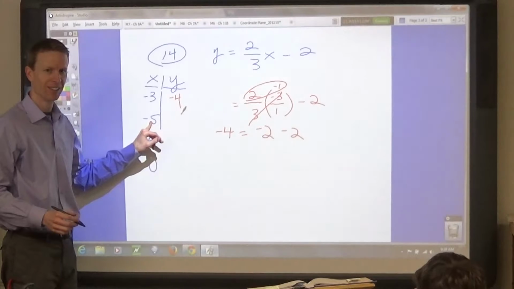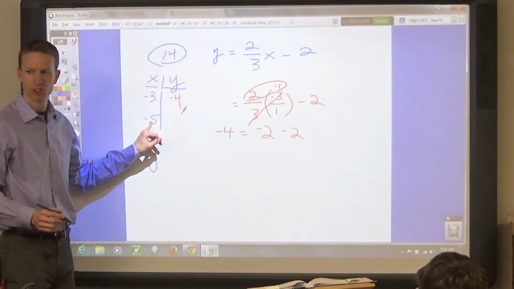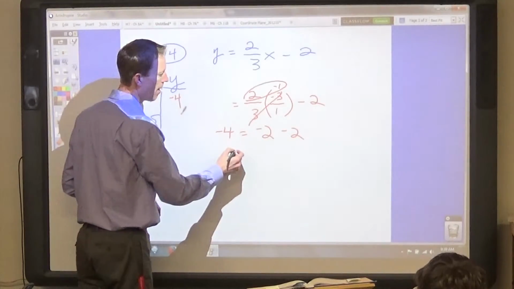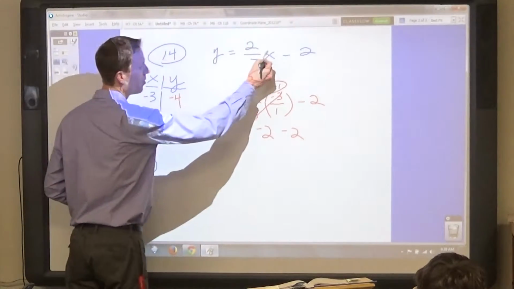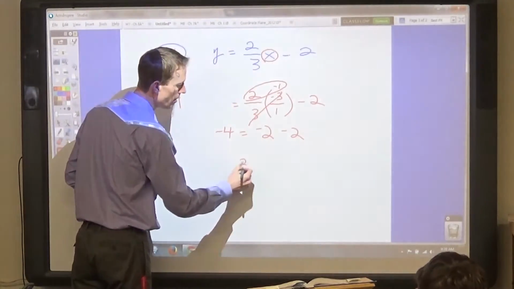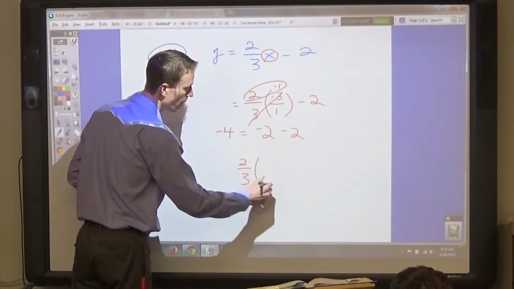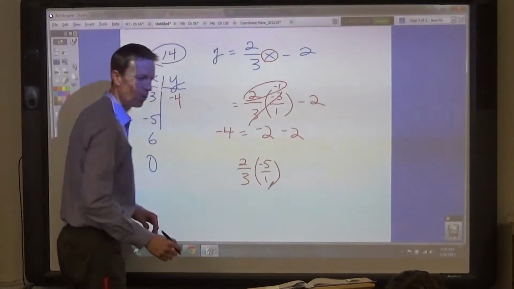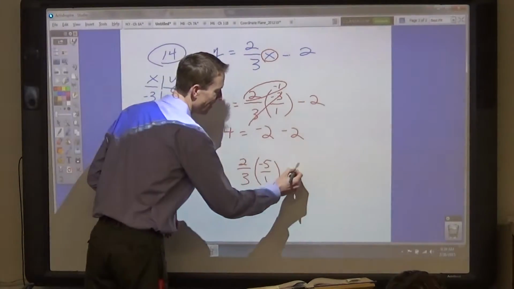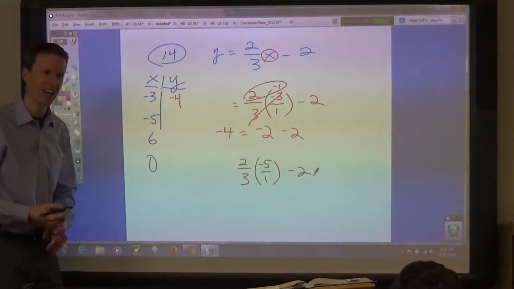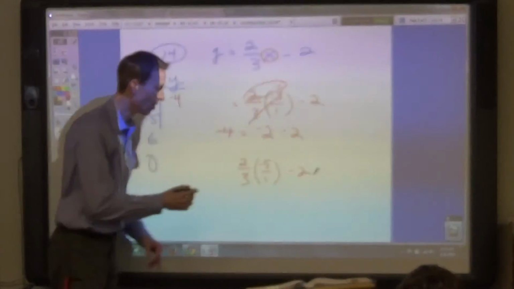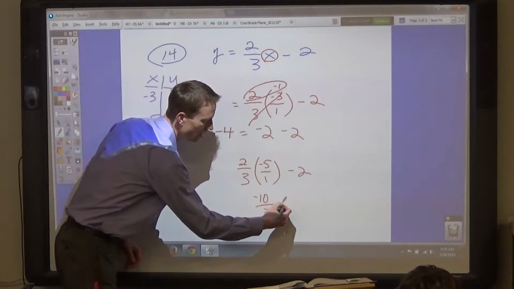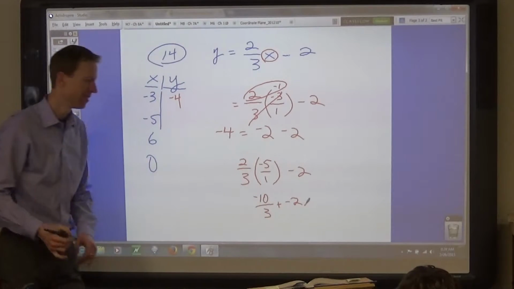-5. Can we use that? Let's try -5 and see what happens. If we substitute -5 here, it'll give us a number. Might not be a number that we want to use, because we're going to have a fraction, aren't we? -10/3 plus negative 2. Okay.